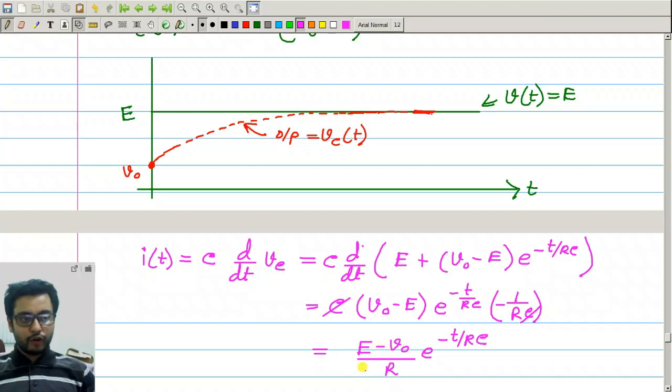So the initial value of the current you can find by putting t equal to 0, so the exponential will be 1. So initial current will be (E minus V0) by R, maybe that is somewhere here. And then as time increases, this exponential term will decrease, so current will decrease, and at a very large value of time this part will be 0, so current will gradually become 0, like this.